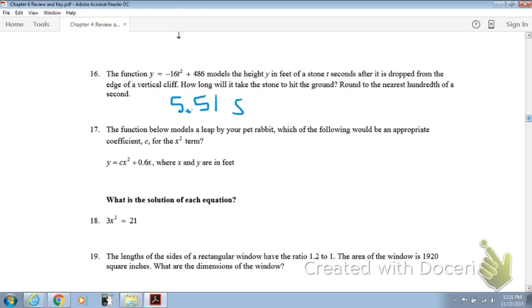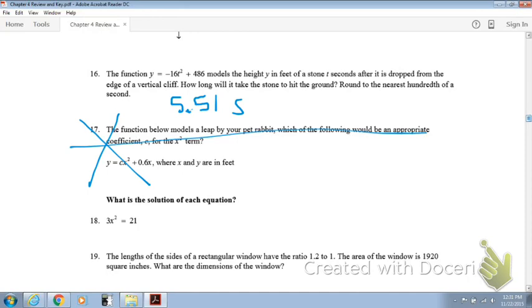seconds. Number 17, we have another function. This one, for some reason, it didn't print off enough information, so we can't really do that one. We're going to just mark that guy out.